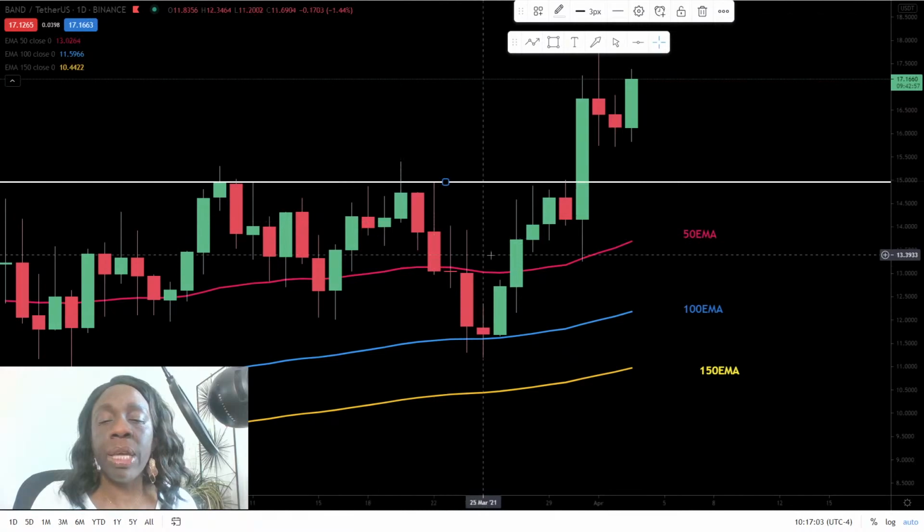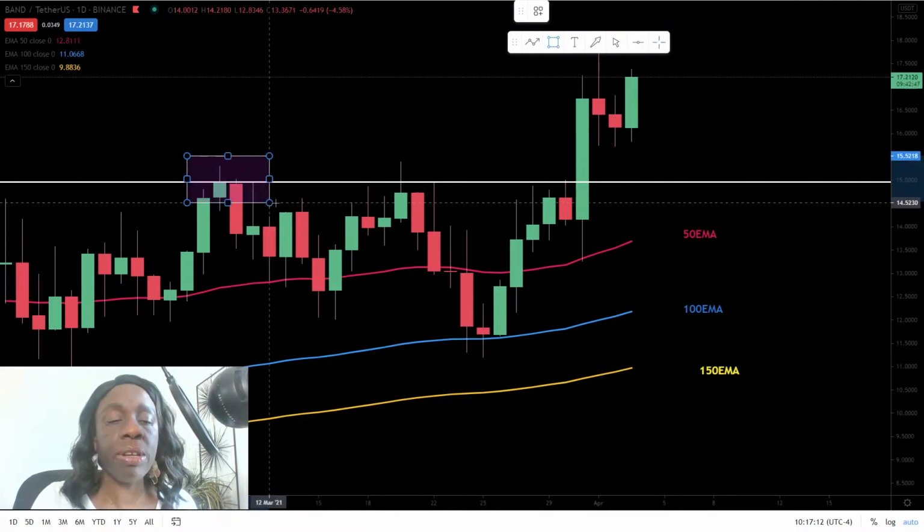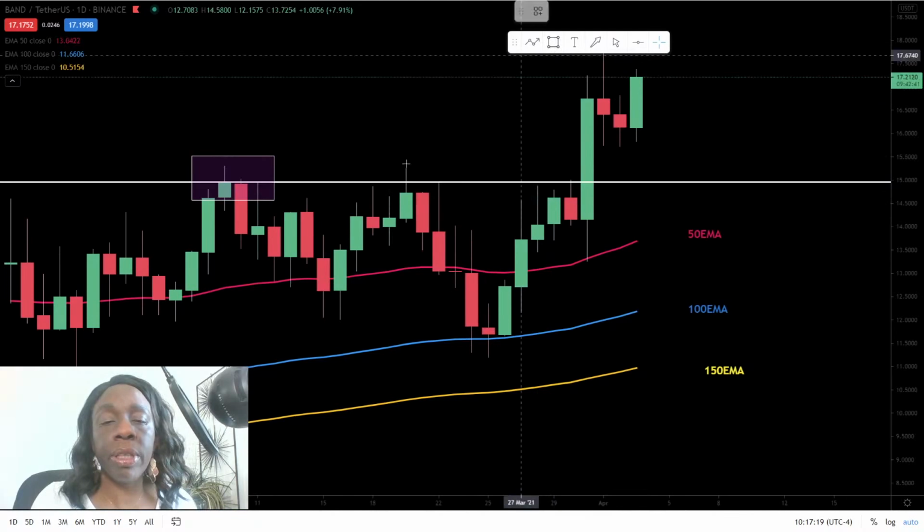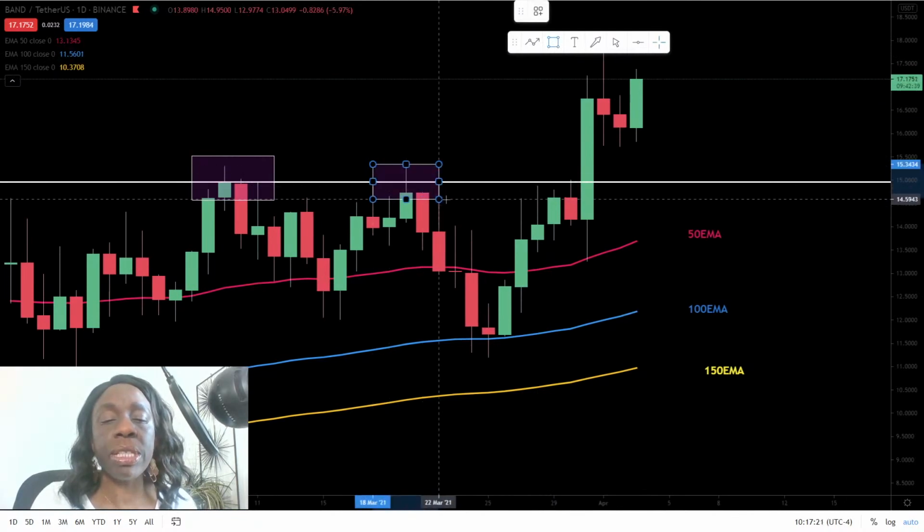It tries over here. It's constantly trying. It tried over here. Over 3 days, it couldn't get above that price level. It tries over here. It can't get by. So that's a good, strong resistance.